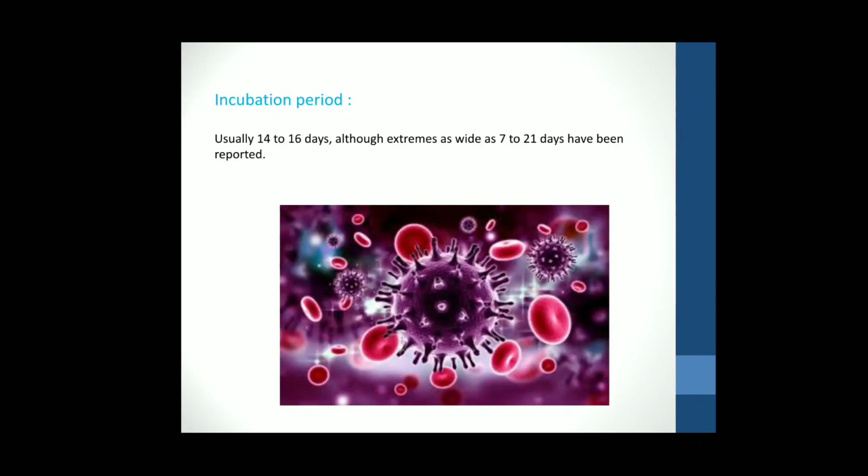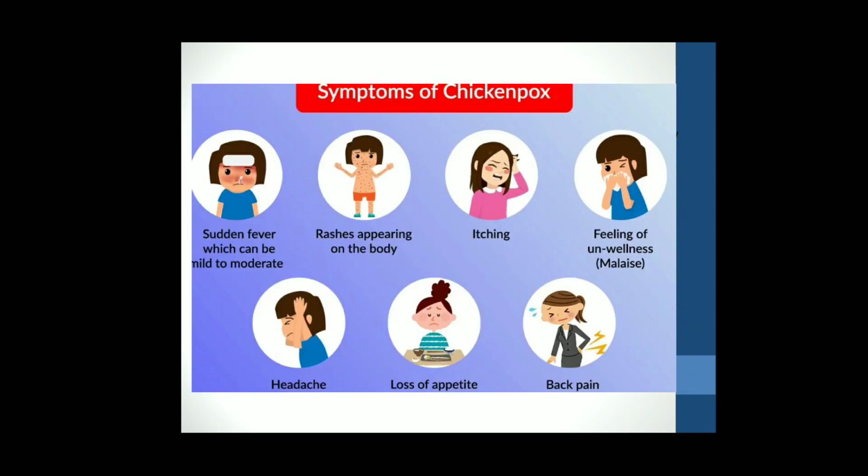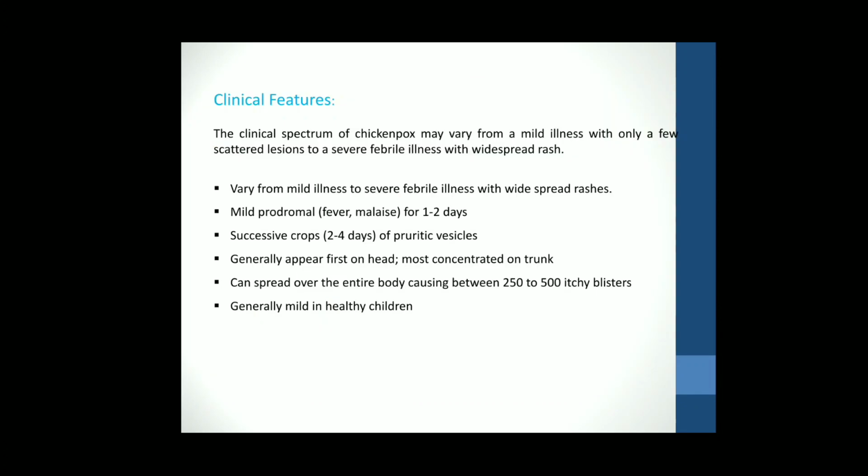So this is one picture of the varicella zoster virus. Coming to the clinical features, what are they? The clinical spectrum of chickenpox may vary from a mild illness with only a few scattered lesions to a severe febrile illness with widespread rash. I will show you in the coming images. Mild illness means first there might be a mild fever and very few lesions. In a severe febrile illness, gradually the patient may end up with a higher temperature and more lesions.